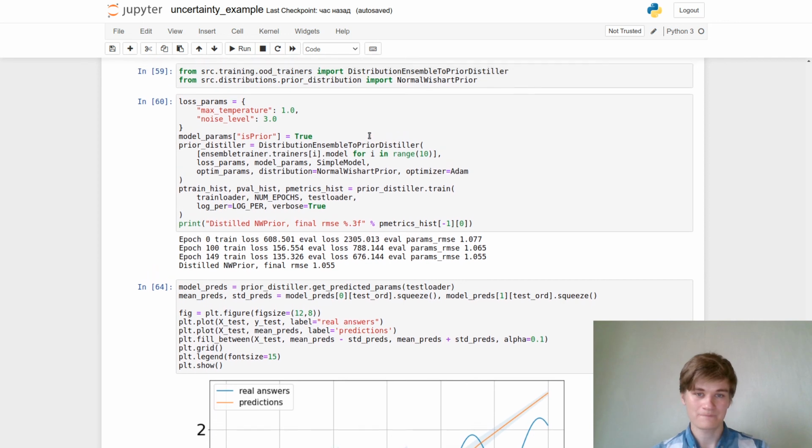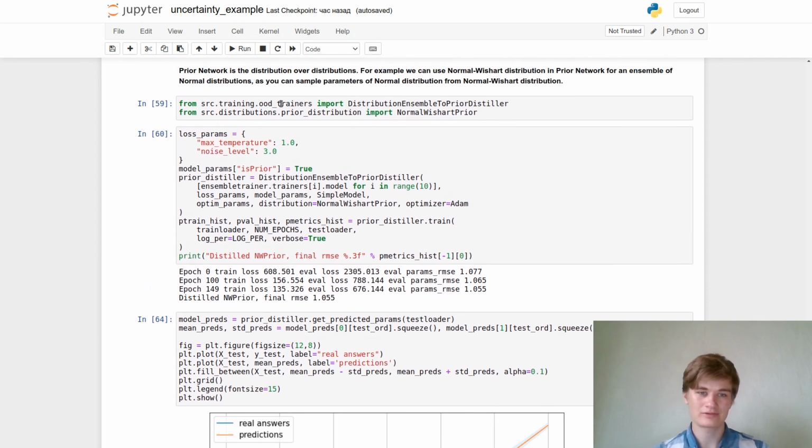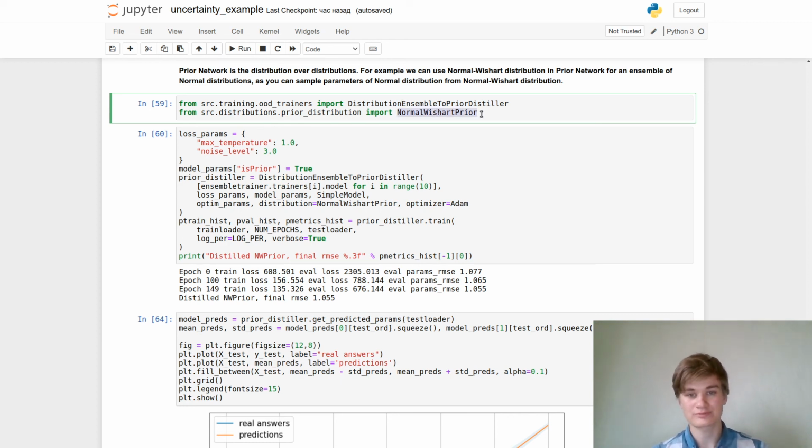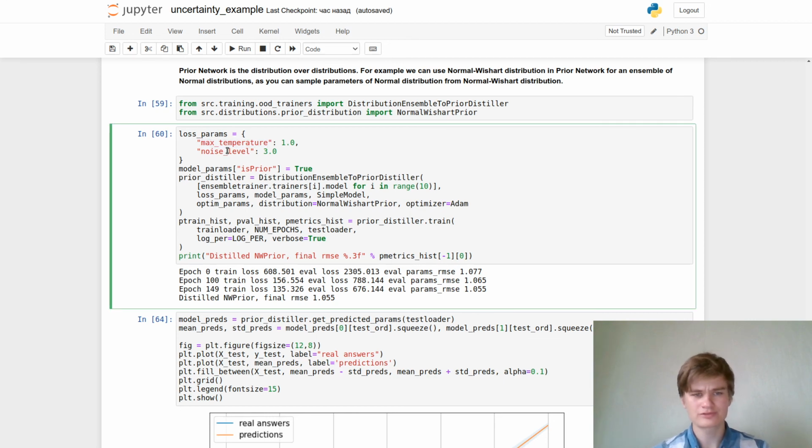Yes, here I import a distribution ensemble to prior distiller from our source files. You can find these source files in the repo, and I also use the normal Wishart prior class. Here we have some parameters of temperature during our distillation.